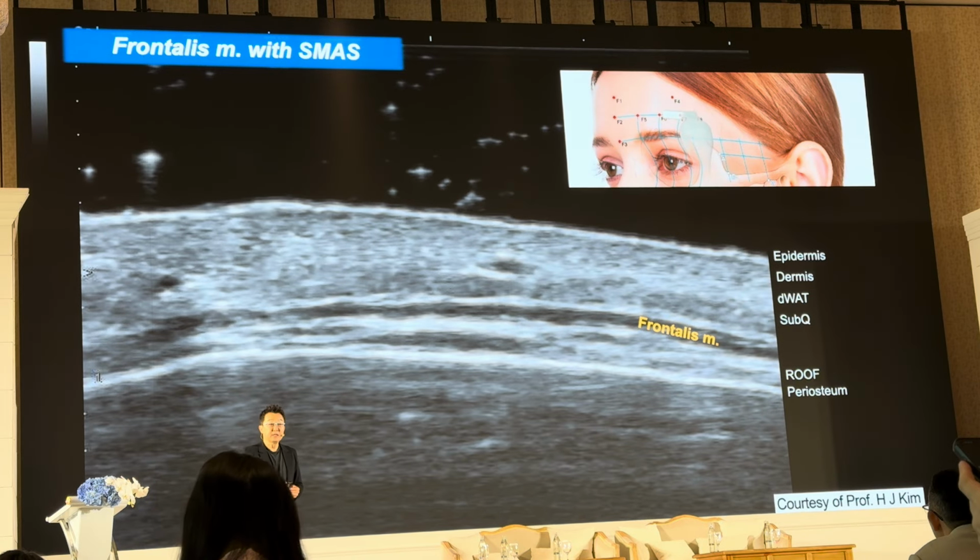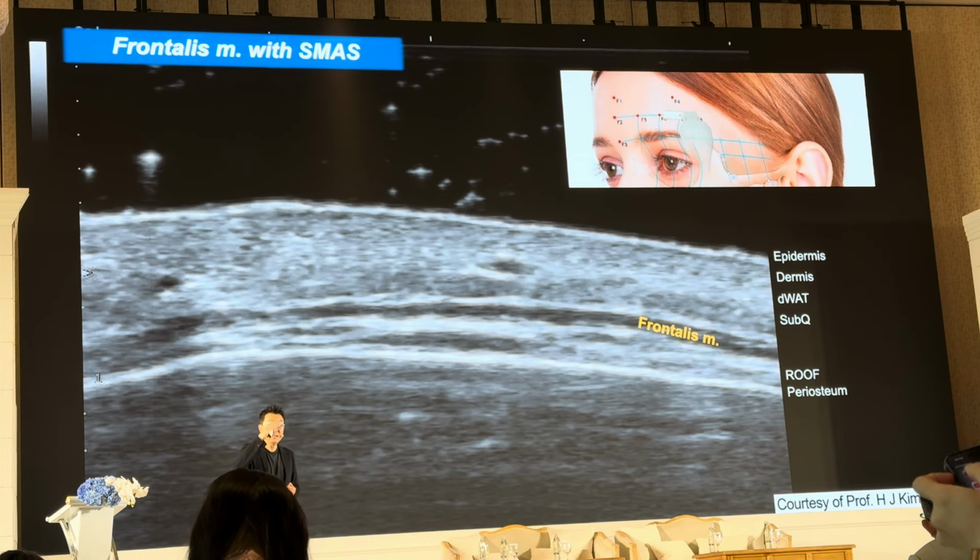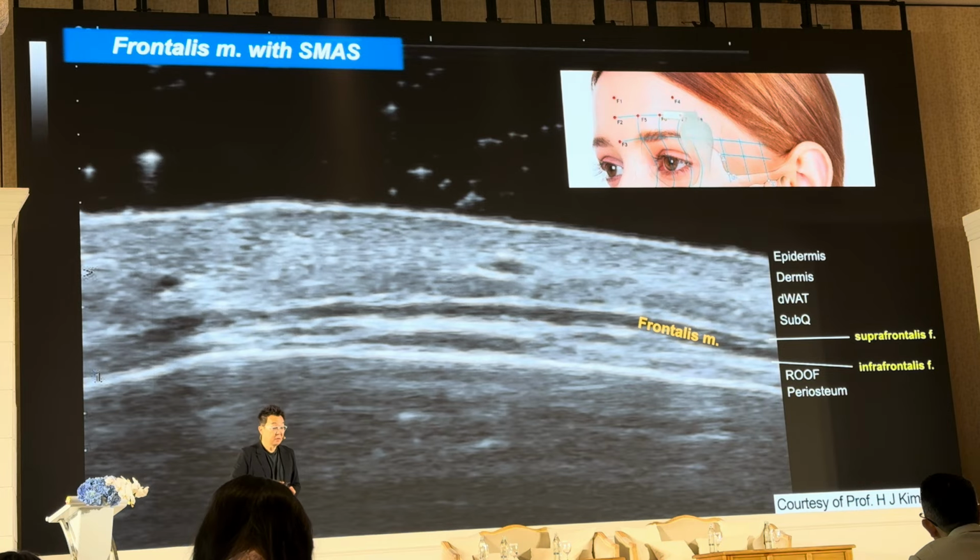Once again, this is an ultrasonic examination on the lateral forehead areas. You can see the numerous layers, including epidermis and the other subcutaneous layers. Clearly, you can see the muscle layer, frontalis, and you can see the fascia covering above the frontalis muscle and beneath the muscle. So we will call this the suprafrontalis or infrafrontalis fascia. This fascia extended to the temporal region, so it becomes the SMAS plane.